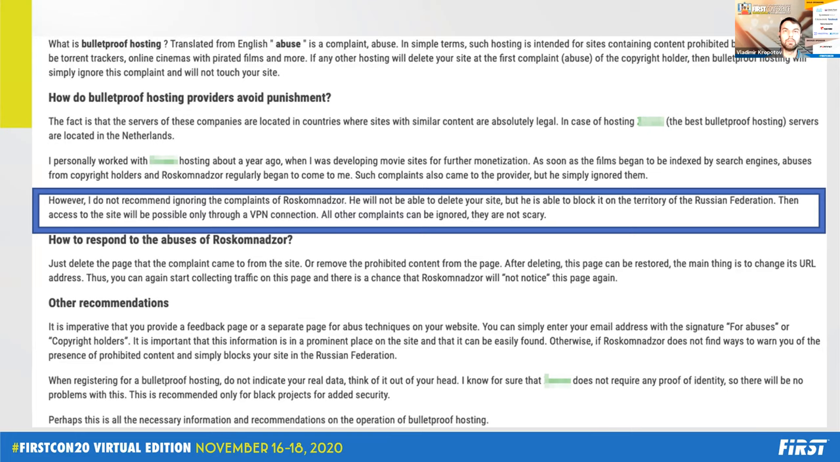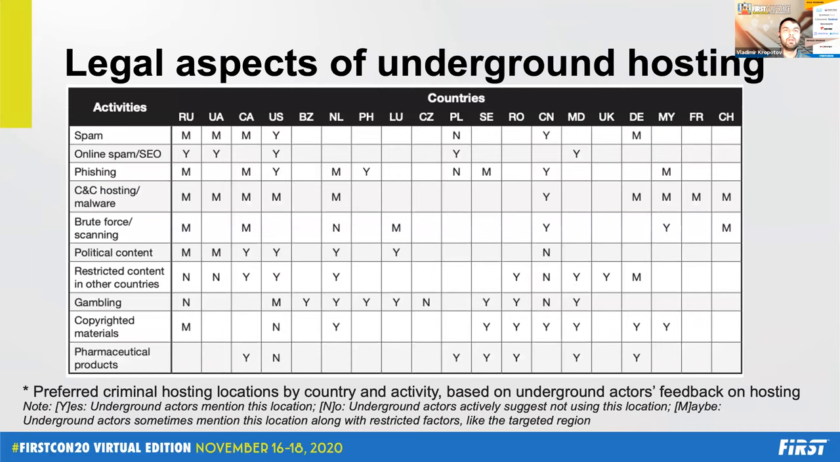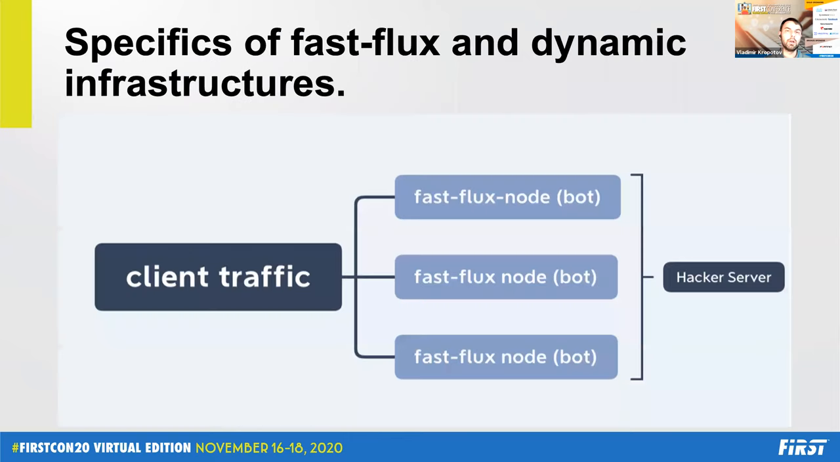To summarize, we built a pretty big table based on criminal actors' opinions about which countries are used to host particular content, like spam, phishing, political content, or copyright materials. You can see three letters here. Y means criminals prefer this location. M means maybe, meaning some criminals succeeded in hosting in this location. And N is where we got negative comments, negative feedback from criminals when they tried to host in these particular locations.